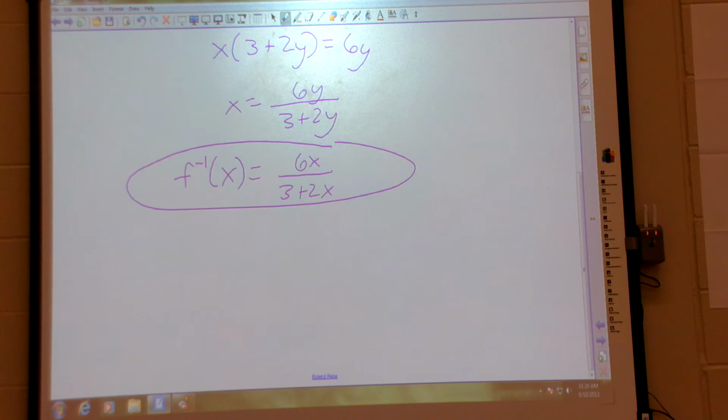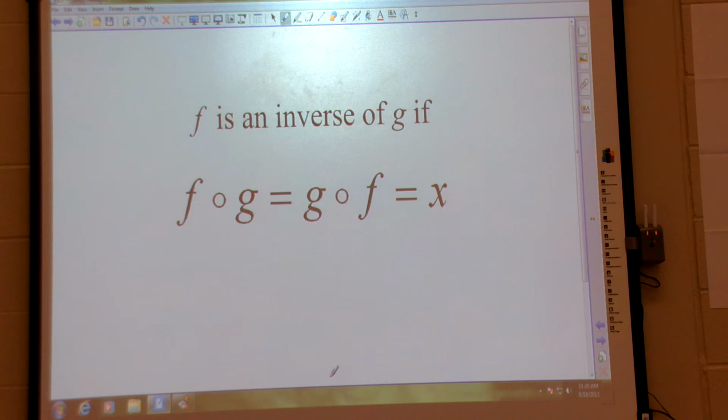Now, another part of inverse is not only finding them, but verifying them. Do you remember how you verify? So f is an inverse of g if f composite g, so f of g of x, remember that's what that means, it's not fog, and g composite f, which is g of f of x, is x. Okay, remember this is when you take one function, plug it into the other, simplify it, you should get x.